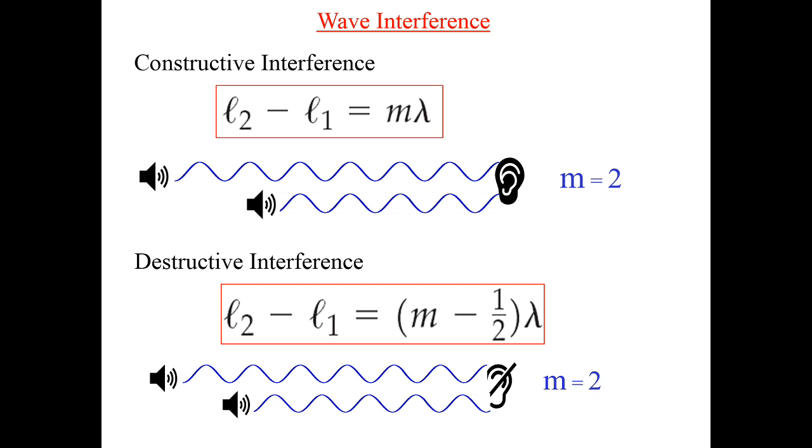You won't hear anything. So if the difference in path length is off by an integer minus 1/2, so in this case m is equal to 2, then the path length difference would be 1.5 times the wavelength. 2 minus 1/2 gives us 1.5, and the difference in the path length is 1.5 times the wavelength. So that's going to be an example of destructive interference. So if we move one speaker closer, as long as it corresponds to 1.5 times the wavelength, then you're going to have destructive interference.